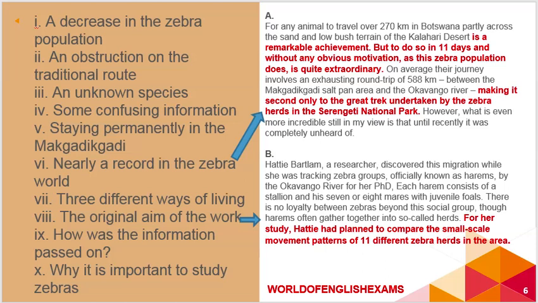She had planned to compare the movements of these herds. Now, which is the appropriate title? As you can see, number 8, that says the original aim, because it's just a plan. Hattie had planned to do that. So that is very well consistent with the original aim of the work.